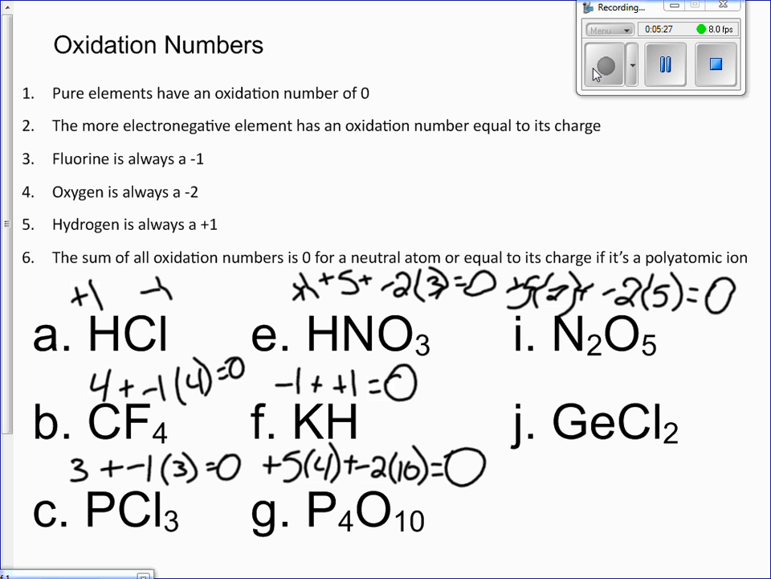And then lastly, we have J, germanium dichloride. None of these elements have specific oxidation numbers, so we go back to rule number 2, the more electronegative element. That would be chlorine, it's further right. Its charge is -1. And we have 2 of them. We want this whole thing to equal 0, so that means germanium has to be a positive 2. So germanium has a positive 2 oxidation number, and each chlorine has a -1 oxidation number.